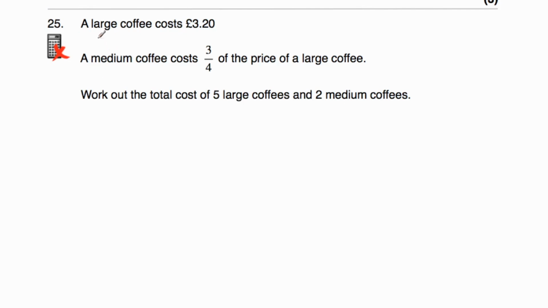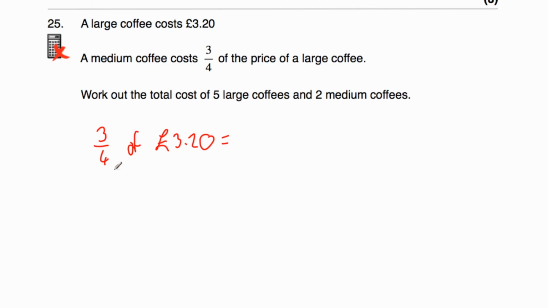And the question says, a large coffee costs £3.20 and a medium coffee costs 3/4 of the price of a large coffee. Work out the total cost of 5 large coffees and 2 medium coffees. Okay, so in this question, I'm going to start off by finding the cost of a medium coffee because it's 3/4 of the price of a large coffee. So if we work out 3/4 of £3.20, that's the price of the medium coffee, and then we can just work out the total price. So let's start off by working out 3/4 of £3.20.